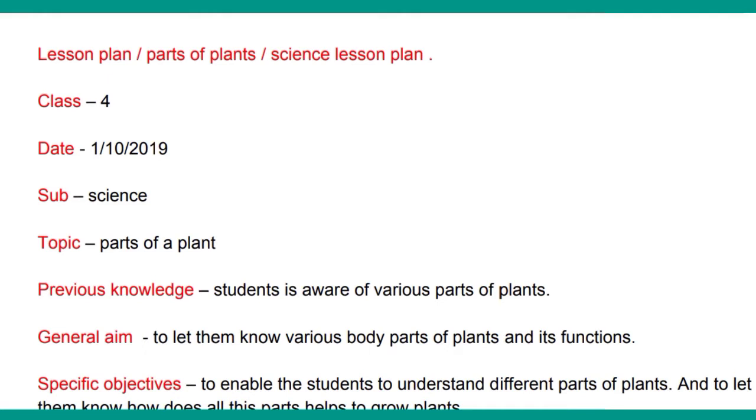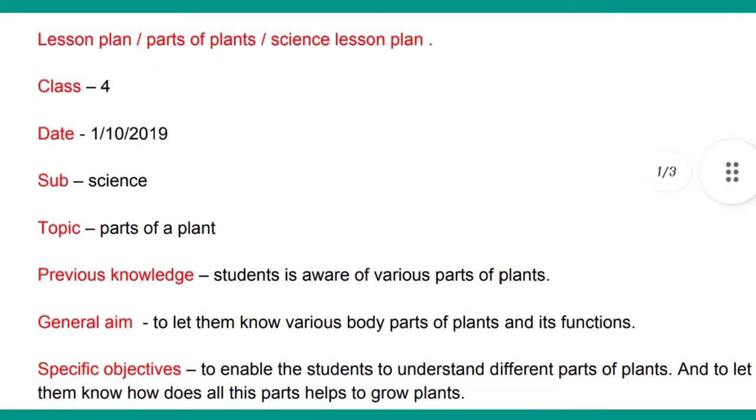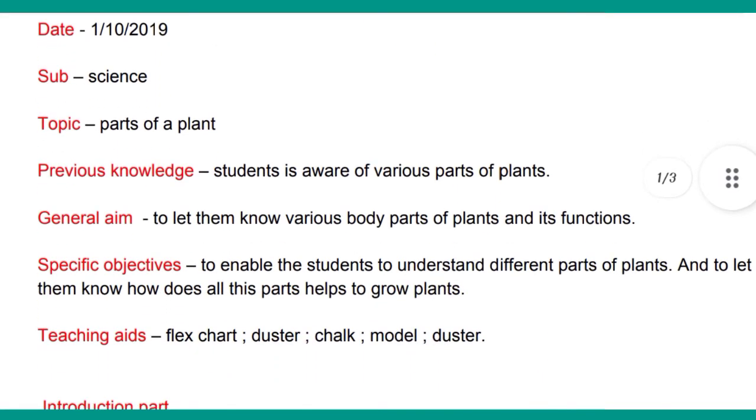Okay, now let's see how to make a lesson plan on this particular topic, parts of plant. So for previous knowledge, we have to write: student is aware of various parts of plant. Okay, so general aim: to let them know various body parts of plants and their function. So we basically are going to tell them about various parts of plants and the function of those particular body parts of plant. Okay, after that, specific objectives.